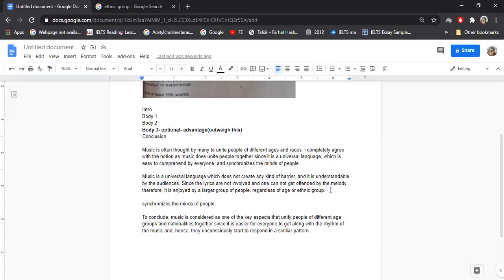Exactly. Okay, so since the lyrics are not involved and one cannot get offended by the melody, therefore it is enjoyed by a larger group of people regardless of age or ethnic group.